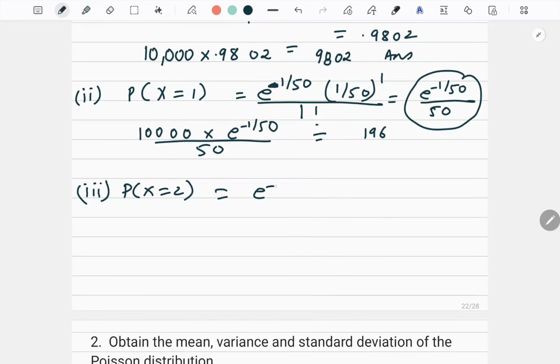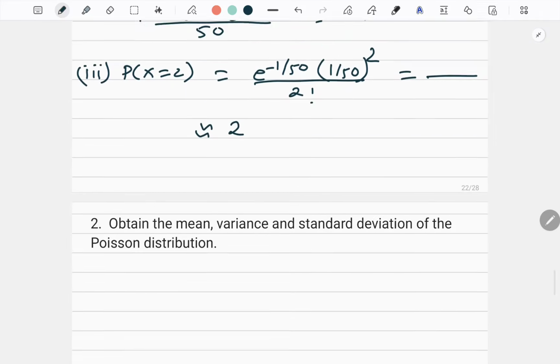So it is e to the power minus 1 by 50, (1 by 50) to the power 2 upon 2 factorial, right? And since you have to find out the number, this will give you the probability. When you multiply it by 10,000, you will get the number, which is approximately equal to 2. So this is how you have to do the questions. Now come to the next one.